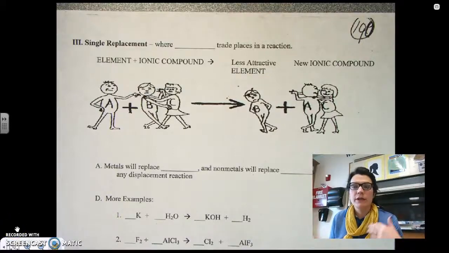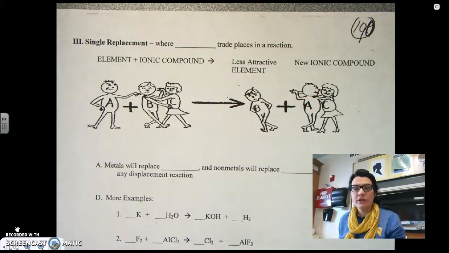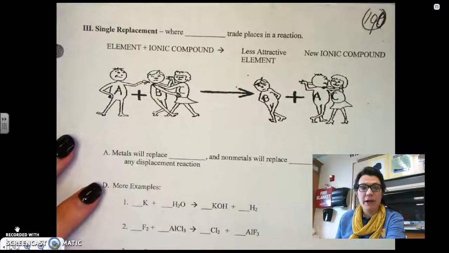Okay, in this video, we're going to talk about the last three possible types of chemical reactions. These notes start on page 190. The first one that we're going to talk about today is a single replacement reaction.